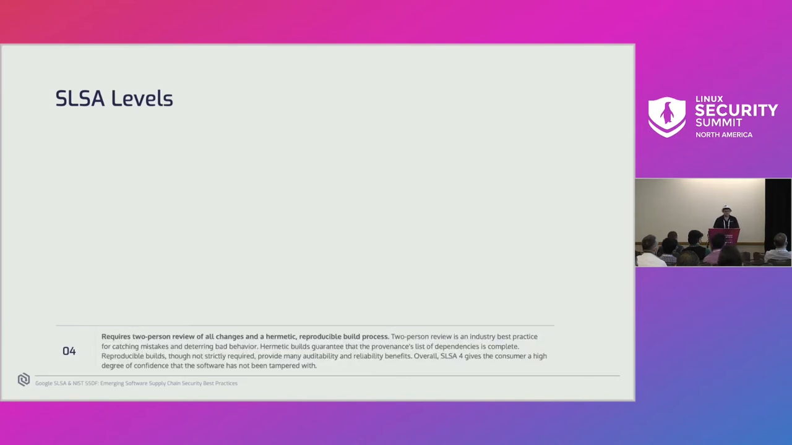SLSA level 4 is the most difficult to achieve, but also enforces the highest rigor of standards. This involves having a two-person review of all changes in a hermetic, reproducible build process. Technically, the reproducibility isn't a requirement, but there needs to be a good reason for it not to be reproducible if this is not something the organization hits. Requiring a two-person review, though, is very much industry standard, and there's virtually no reason why that can't be achieved.